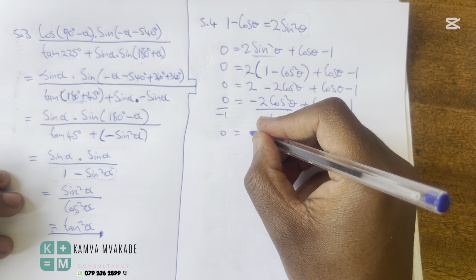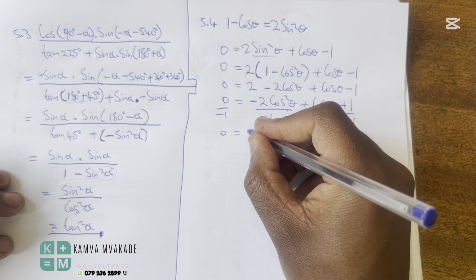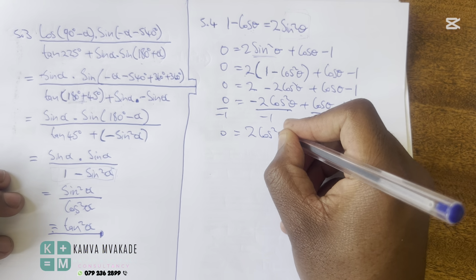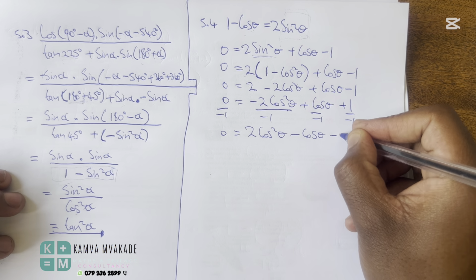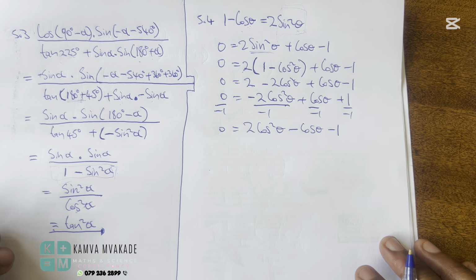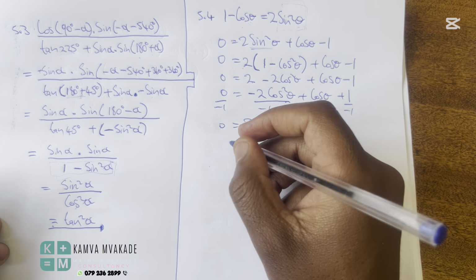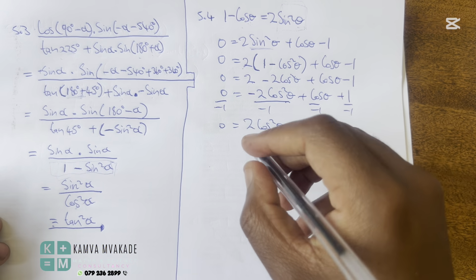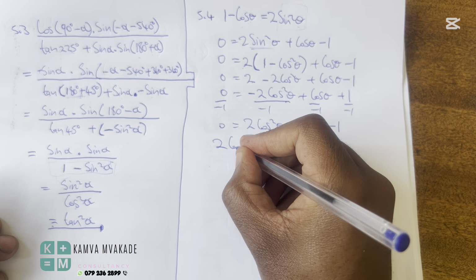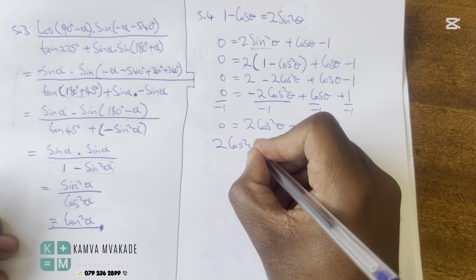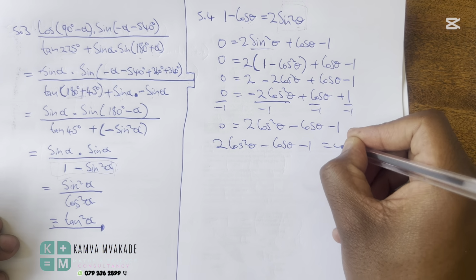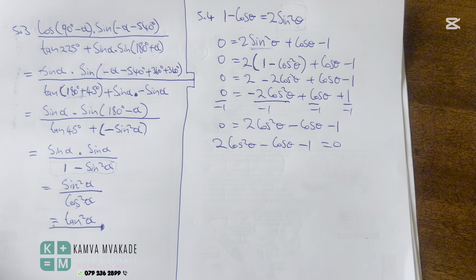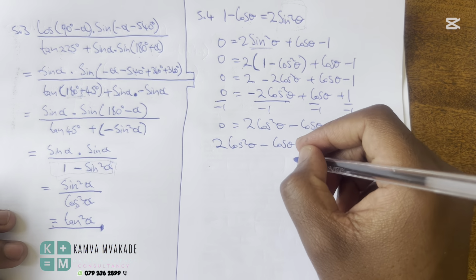So 0 is going to be what? 2 cos squared theta minus cos theta minus 1. Good. So writing this in the form that we are used to, this is the same as 2 cos squared theta minus cos theta minus 1 is equal to 0. So this 0, I'm just putting it on that other side.